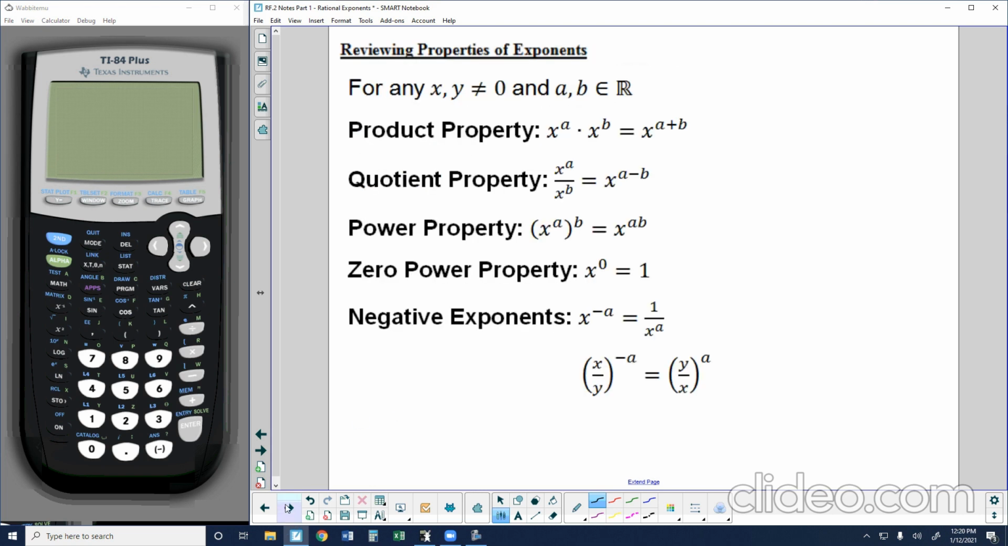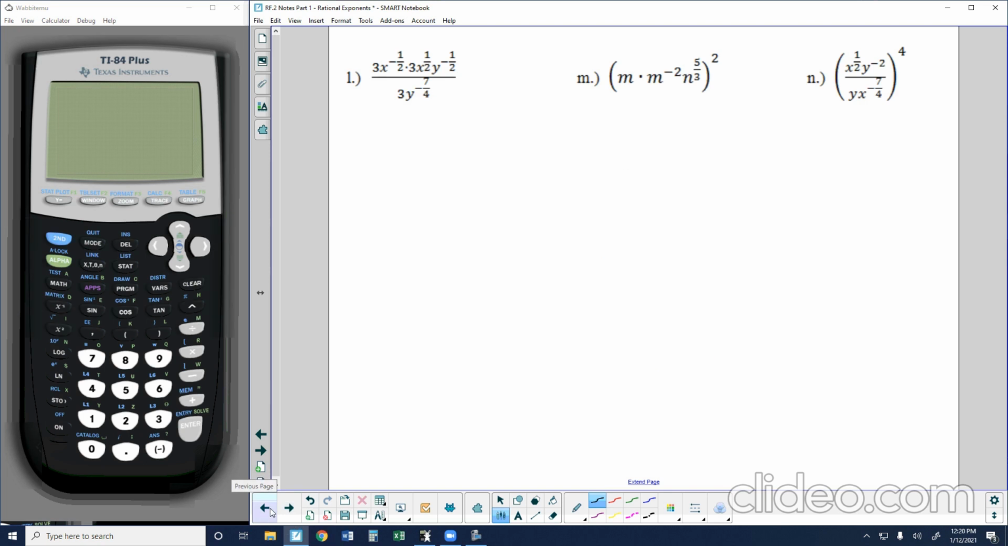In addition to that property, we have been using and reviewing properties of exponents in combination, and they are displayed here on the screen. We are going to continue to use these as we look at more examples. Our goal has been to simplify these expressions, listing our answers in rational exponent form.